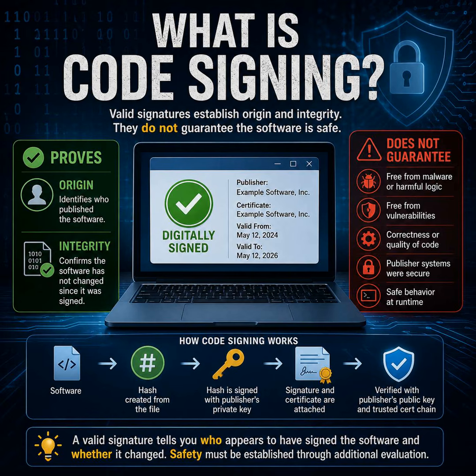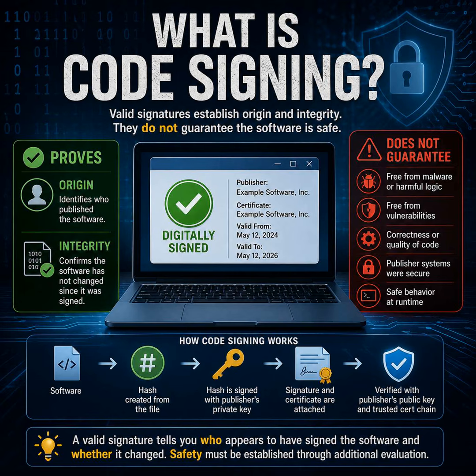Let's dive in. A valid digital signature on software is often treated as if it were a safety seal, but that is not what code signing proves. The signature can help a computer or a user identify the software publisher and detect whether the signed content changed after the publisher applied the signature.